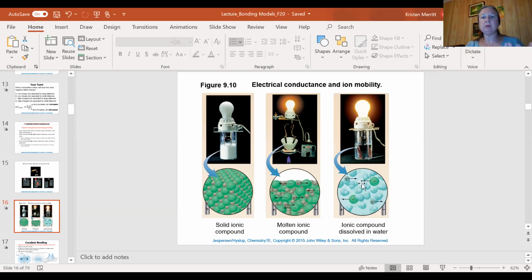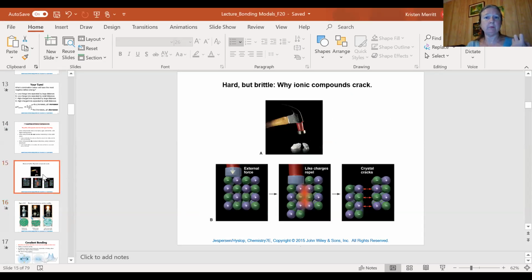So molten ionic compound is where the actual crystal is the melted version of the crystal. And the most electrolytic situation is an ionic compound dissolved in water, because in this case, the ions are individually separated by water molecules, and there's a tremendous flow of electrons through this system. When you have a large electrolyte. The reason they're brittle is, again, the lack of fluidity in the bond.